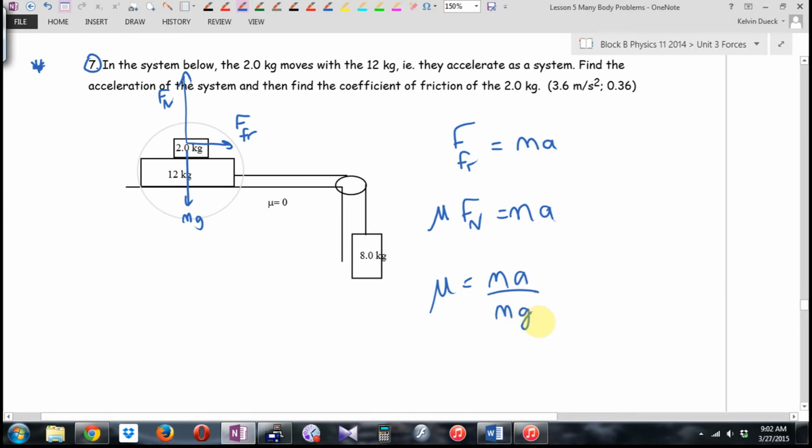Mg. Oh, and in kind of a weird one here, turns out the masses cancel. You know what mu is going to be? It's going to be the 3.6 divided by 9.8. Yep, because you have the acceleration. That's why they made you find the acceleration first.